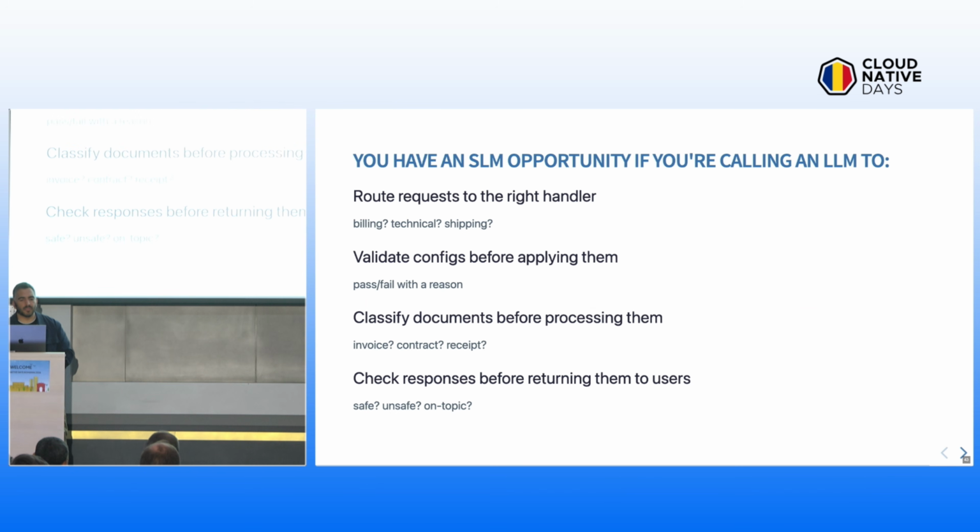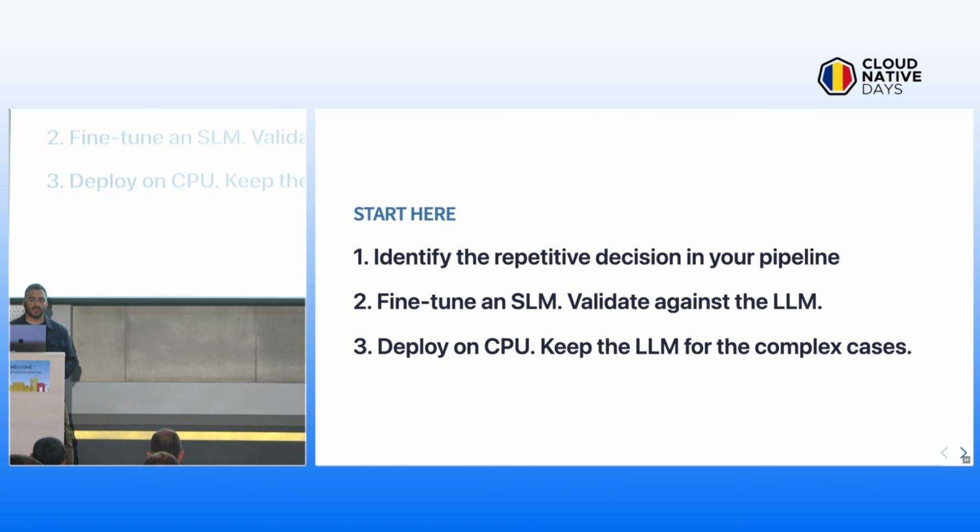So what this means for you is that you have an SLM opportunity if you're calling an LLM to route requests to the right handler, validate configs before applying them, classify documents, or check responses before returning them to users. Again, you might have an LLM replying, but you might want to do fact checking, and that can perfectly run on CPUs as well.